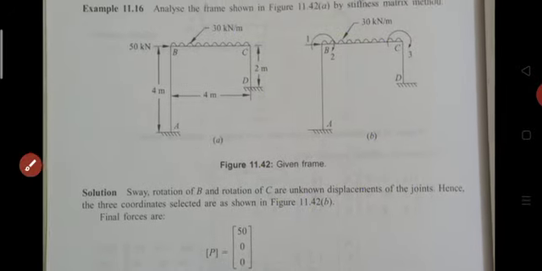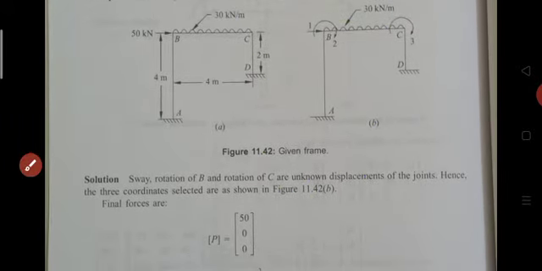So it is P equal to 50, 0, 0, 50, 0, 0. So this represents the final force acting at our assigned coordinates. Okay, so we completed the third step. Then what is our fourth step?